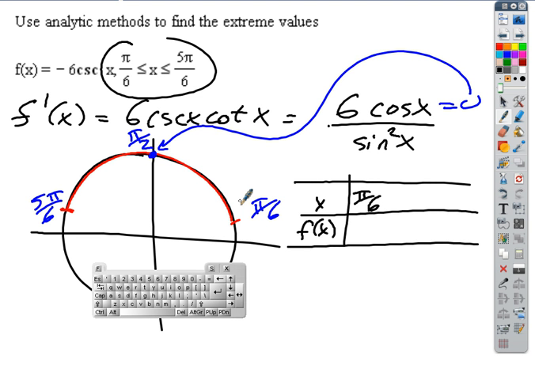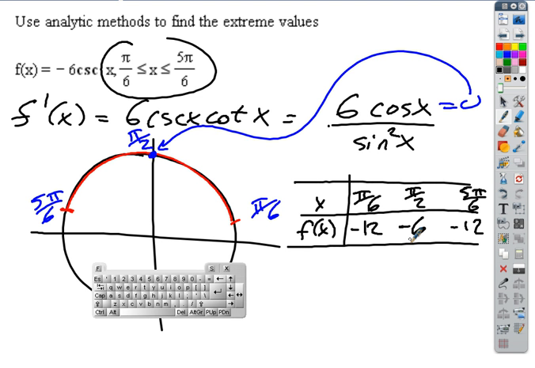What about at pi/2? What's the sine of pi/2? 1. Sure, right. So the reciprocal of 1 is 1. So there I'm just going to get negative 6. So then we want to find the extreme values. Well, those are the extreme values. This is going to be the greatest value of the function, the maximum. The max is at pi/2, and the value is negative 6.